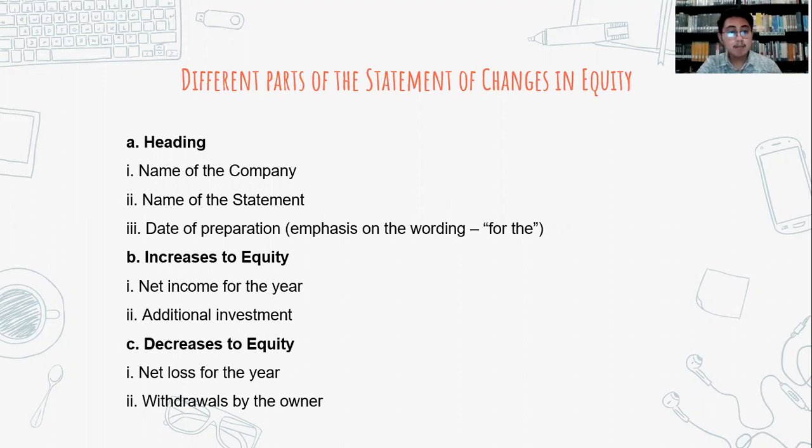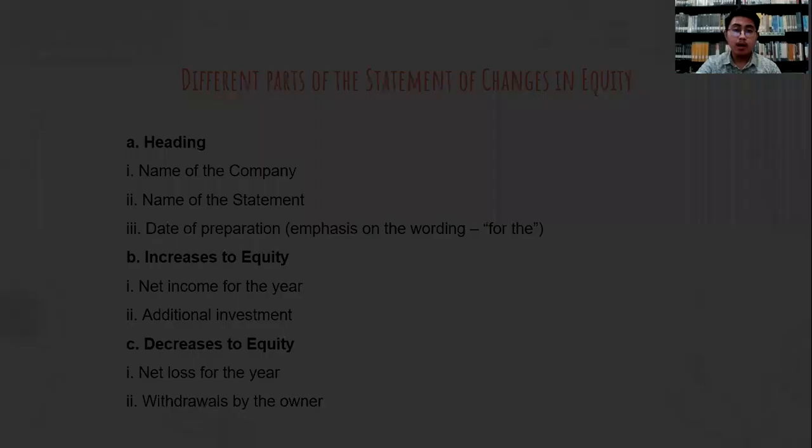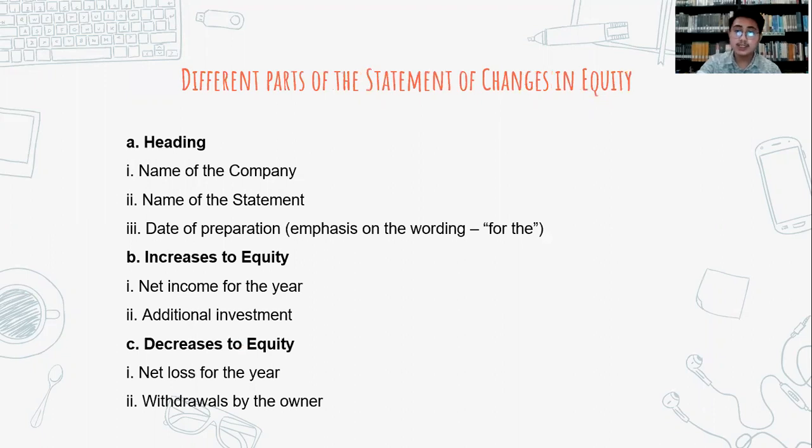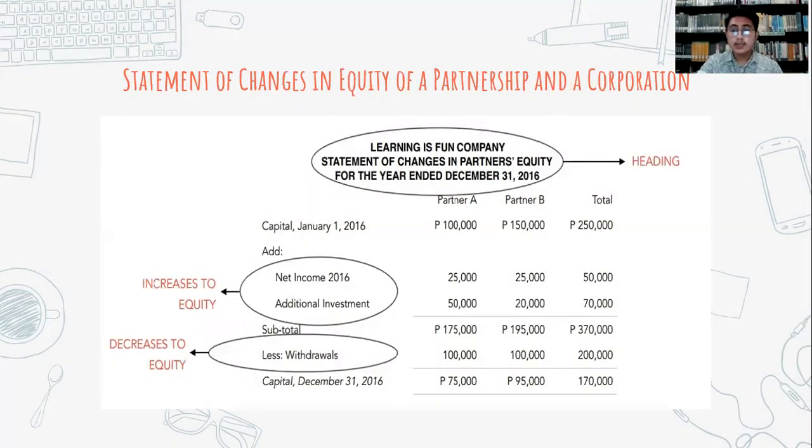Then after natin sa increase to equity, we will now proceed to the decrease to equity. You just need to write the net loss of the year. So after you write the net loss, we have the withdrawals of the owner. Then yan po yung parts ng statement of changes in equity. So now, yung nauna, yun yung statement of changes in equity in a sole proprietorship. So now we will proceed to the statement of changes in equity of a partnership and a corporation.